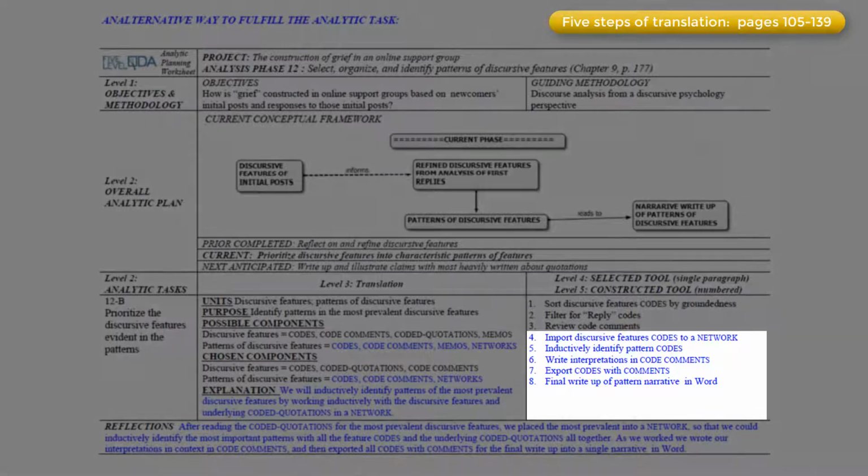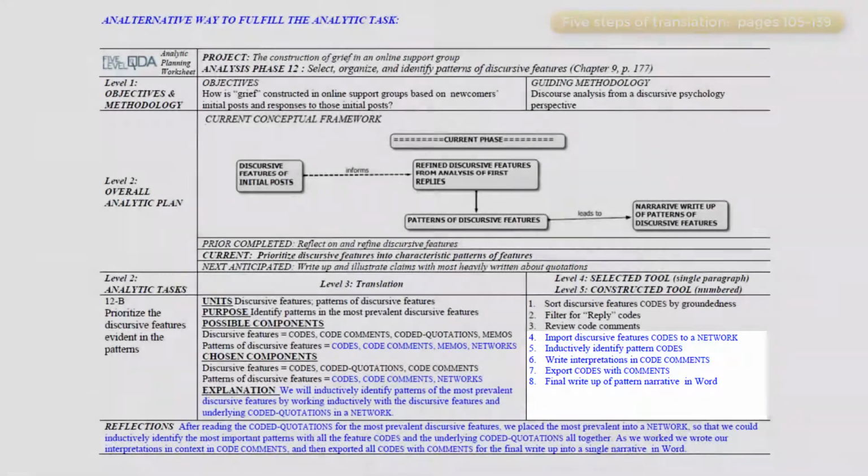Import discursive feature codes to a network, inductively identify pattern codes, write interpretations in code comments, and then export the codes with comments. You may want to follow along on this analytic planning worksheet, which you can print out from the web page. This alternative approach goes hand in hand with identifying the initial discursive features at a more detailed level, so that the work of generating the patterns of discursive features as a separate set of codes is accomplished in the network.